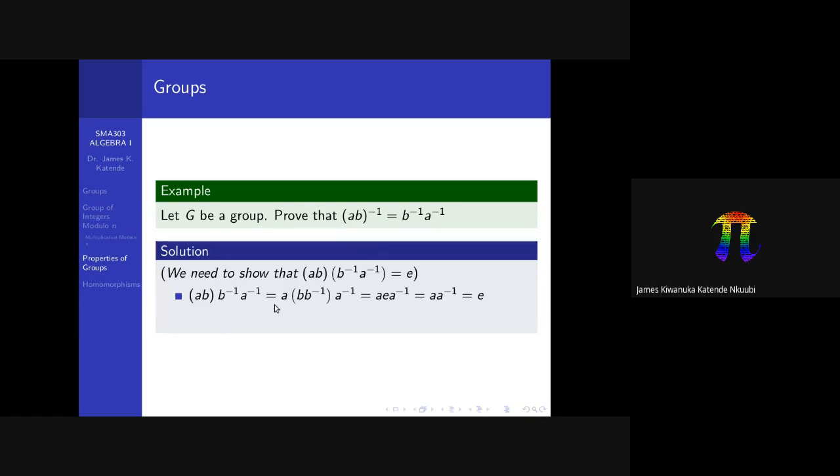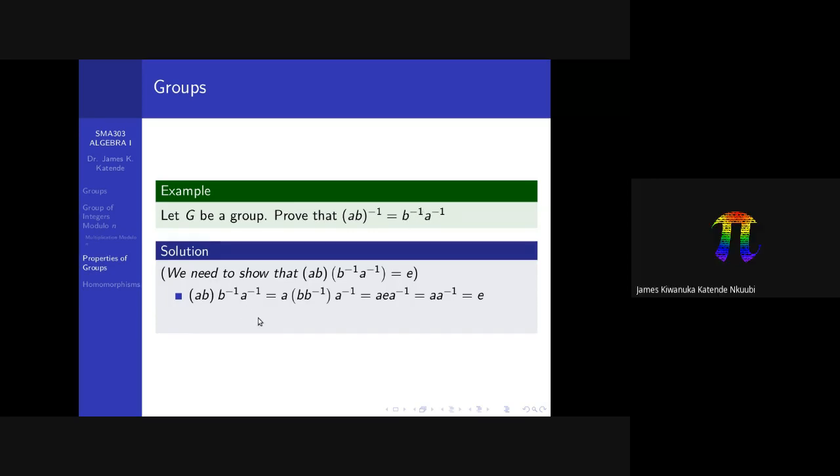So let's multiply. That's all we need to do. Multiply AB with B inverse and A inverse. Again, use the associative property of the group operation, which means you can put your brackets anywhere. So we group B and B inverse to get the identity, and then we can drop the identity here to get A inverse, because the identity has no effect, it leaves the product intact. And if you multiply A by A inverse, you will get the identity. So what has happened? I have multiplied this product AB by this product B inverse, A inverse, and I have gotten the identity. So what does that tell me?